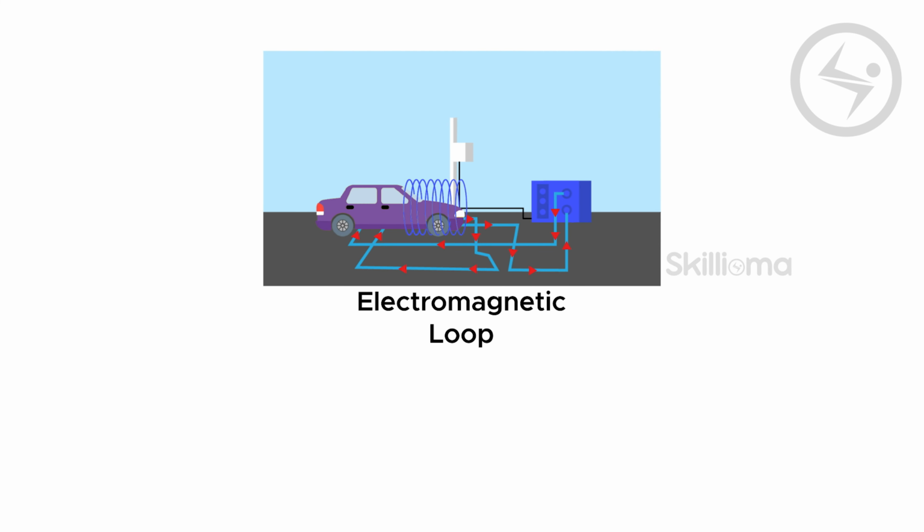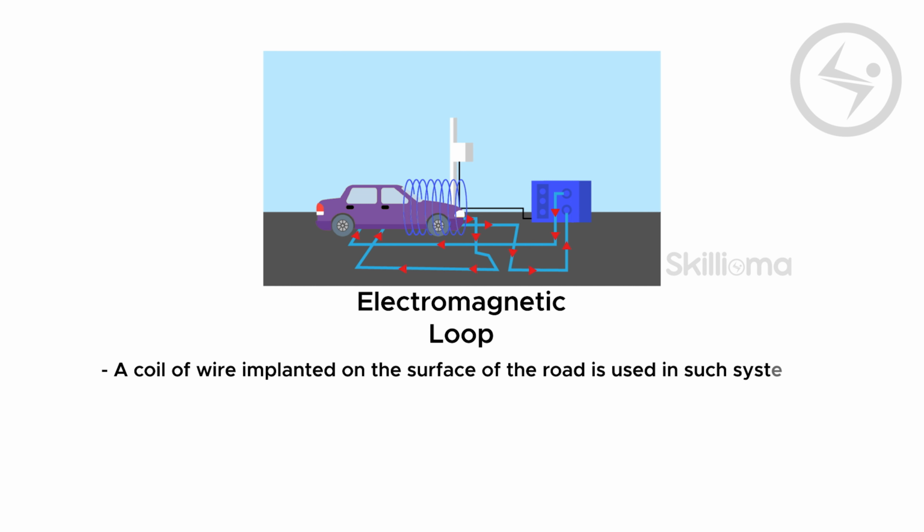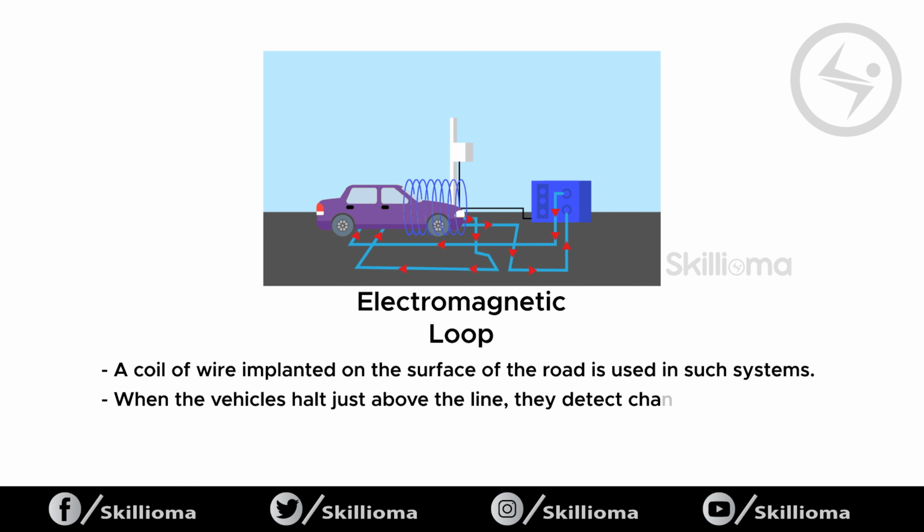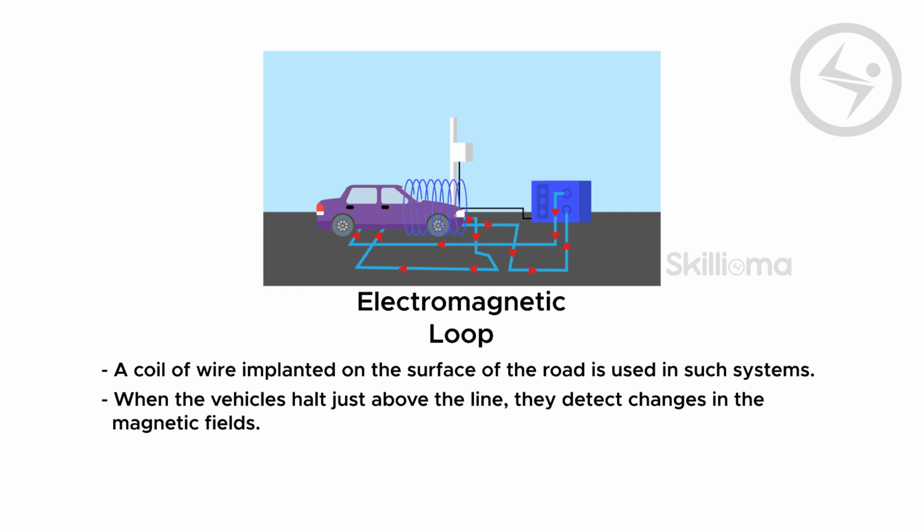An electromagnetic loop system is another popular form of sensor. A coil of wire implanted on the surface of the road is used in such systems. When the vehicles halt just above the line, they detect changes in the magnetic fields. This is how traffic lights detect and respond to vehicles.